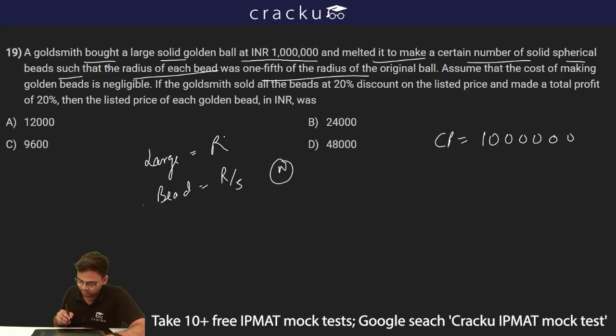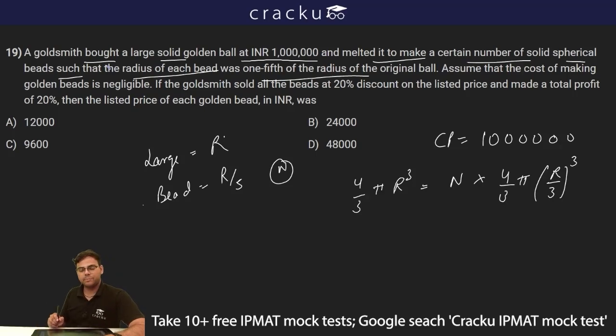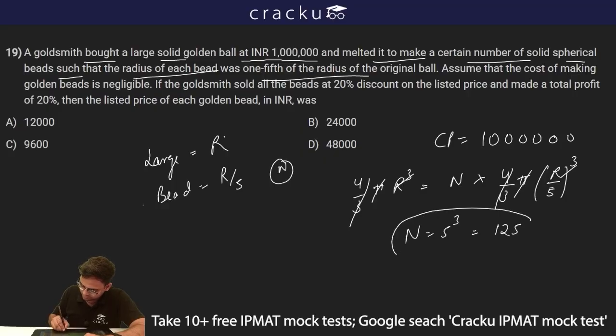Now we'll compare the volume of it. So volume of the larger sphere, large solid golden one, which is 4 by 3 pi capital R cube, is equals to number of beads n multiplied by volume of each bead, and volume of each bead will be 4 by 3 pi (r by 5) whole cube. Now 4 by 3 pi will be cancelled, R cube and r cube will be cancelled, and ultimately what we are left with is n is equal to 5 cube or is equal to 125. So there are in total 125 beads.